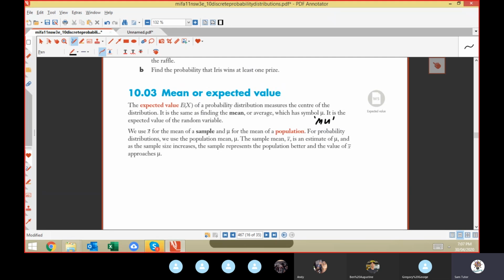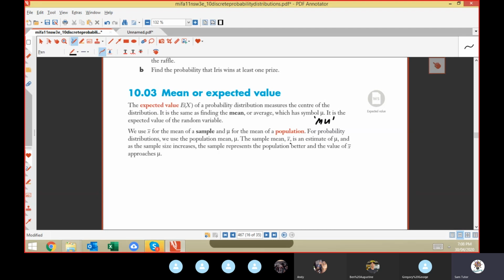We use x bar for the mean of a sample and mu for the mean of a population. For probability distributions, we use the population mean. The sample mean is an estimate of mu, and as the sample size increases, the sample represents the population better, and the value of this would approach this.